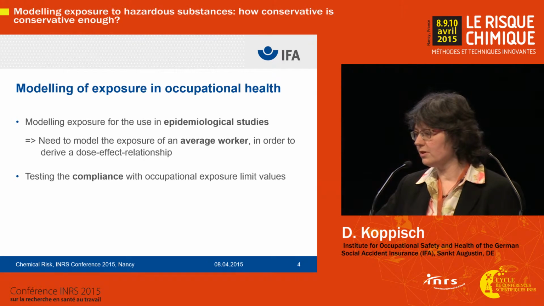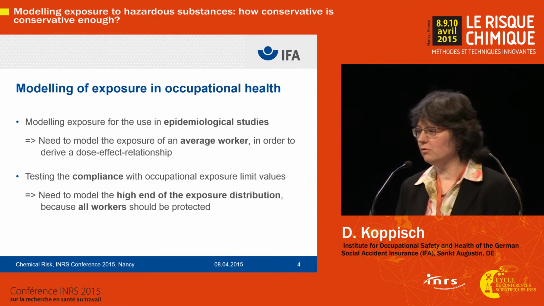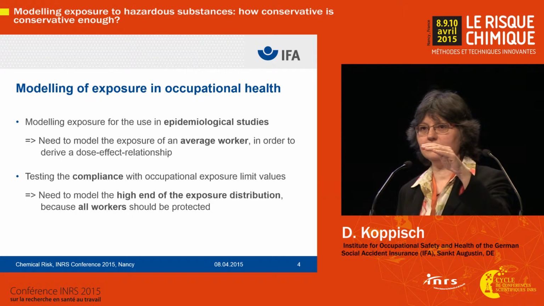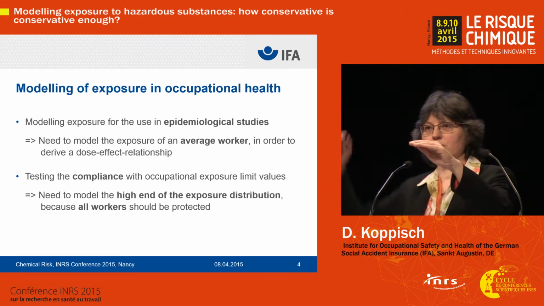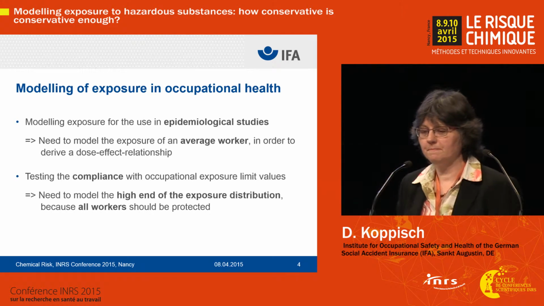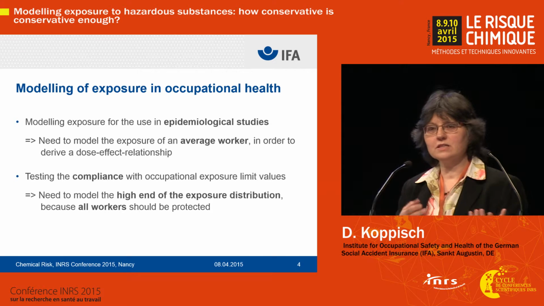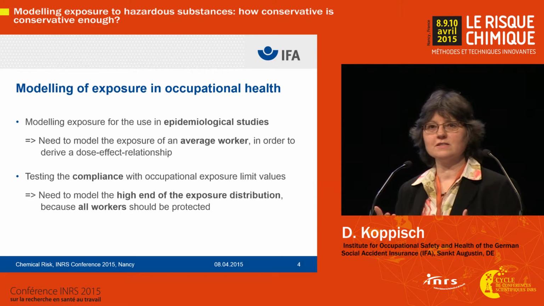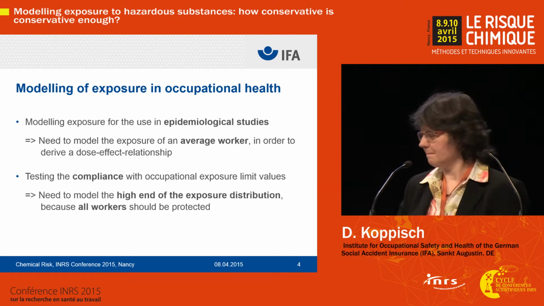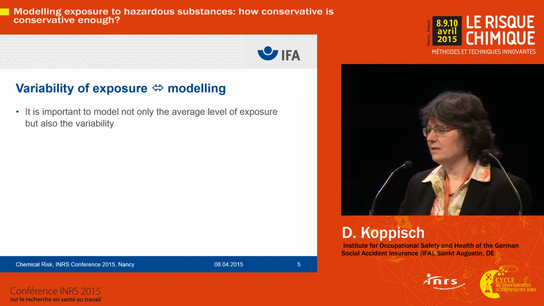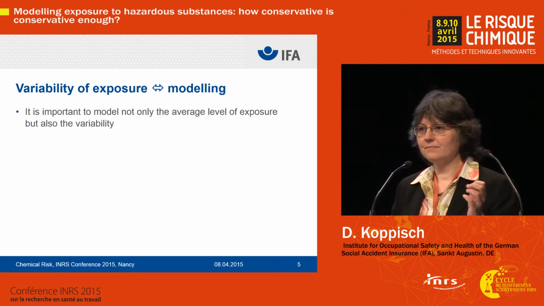Because we want to protect all workers, we have to look at the high end of the exposure distribution. Because if we would look at the average worker, and we say, okay, the exposure for the average worker is below the limit value, we wouldn't protect all the workers with a high exposure. So you already see that this variability in measured exposures, or in real-life exposures, implies that variability should also be considered in modeling. So it's important to model not only the average level of exposure, but also the variability.